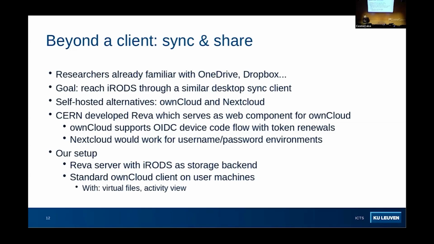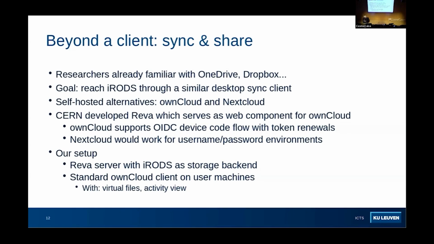So we looked at some possibilities already available, and ownCloud and Nextcloud are two solutions you can self-host to expose a file system. And we also looked at the work that CERN did already. They developed a new web component for these clients, especially for ownCloud, so that the desktop client of ownCloud connects to that server implementation to do the actual syncing. Why did they choose ownCloud and not Nextcloud?